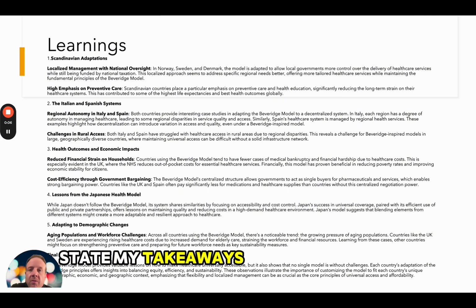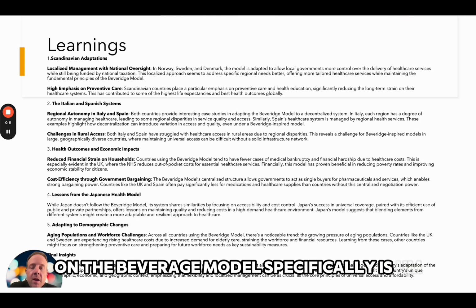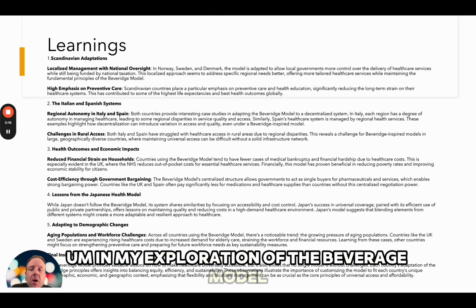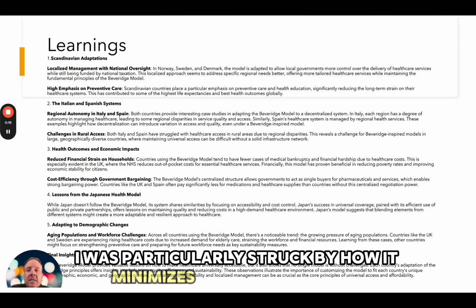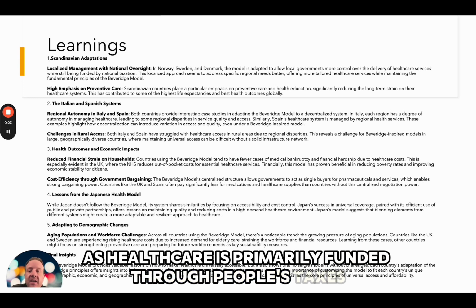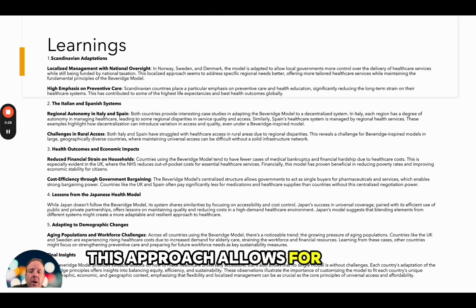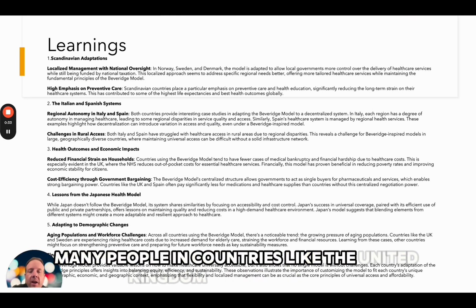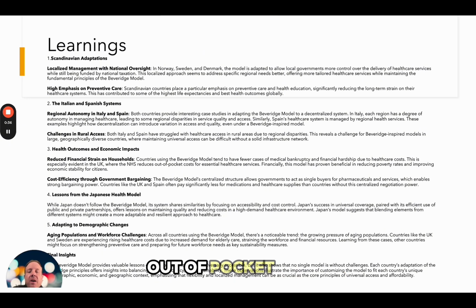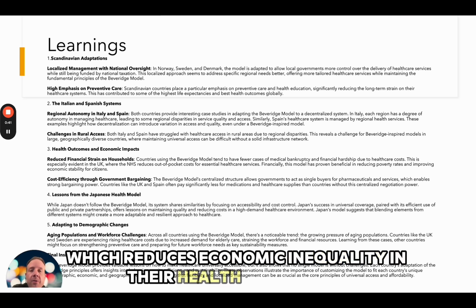I wanted to state my takeaways from our project on the Beveridge model, specifically as it applies to the United Kingdom. I was particularly struck by how it minimizes financial barriers, as healthcare is primarily funded through people's taxes rather than insurance premiums. This allows for more equitable access, meaning people in countries like the United Kingdom don't face high out-of-pocket costs, which reduces economic inequality in healthcare access.